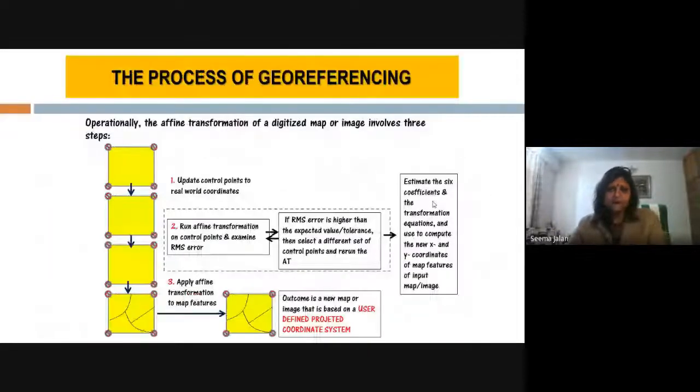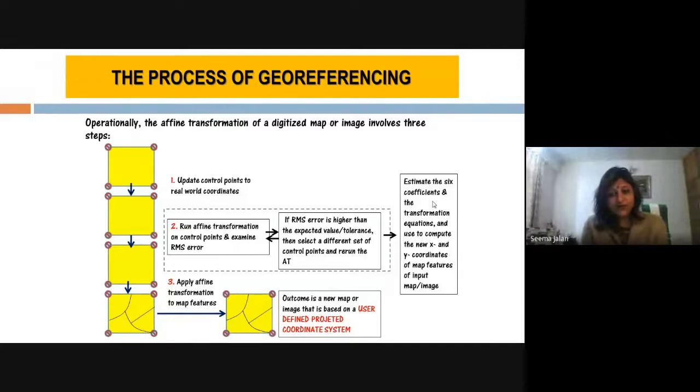Now, another question is how many GCPs to take. As I said, 3 are the minimum required for first order affine transformation. But these are the minimum. Always try to take many GCPs. Even if a minimum of 3 are required, we always advise that you go for at least 15 GCPs.